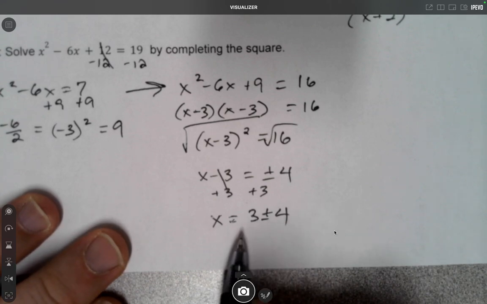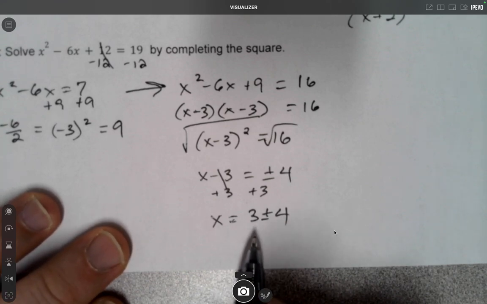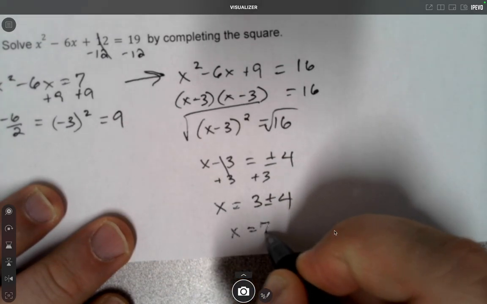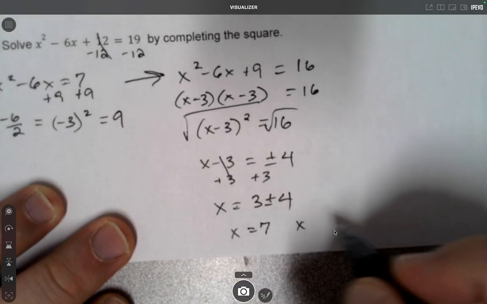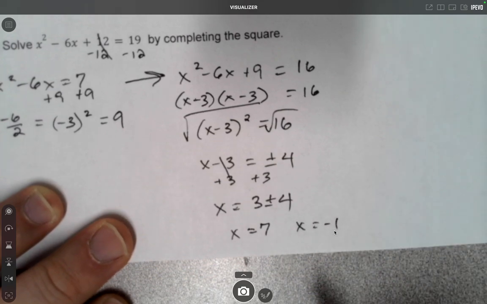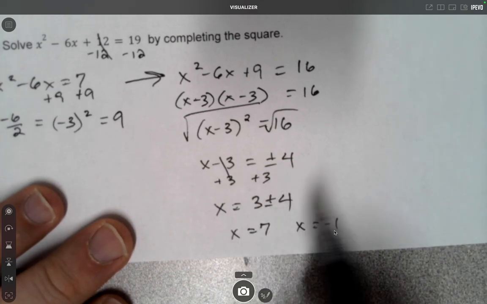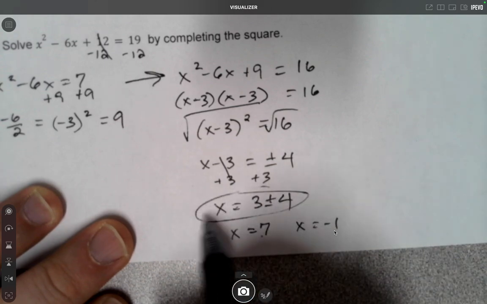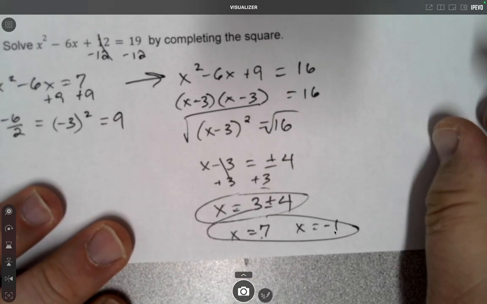Since these are whole numbers, if you wanted to, you could list what these numbers are, because 3 plus 4 is 7 and 3 minus 4 is negative 1. Now, not all of them are going to be whole numbers, so I'm not going to require you to write it out this way, but I just wanted you to see that this one actually does come out to 2 whole numbers. So you could write the answer this way or this way.